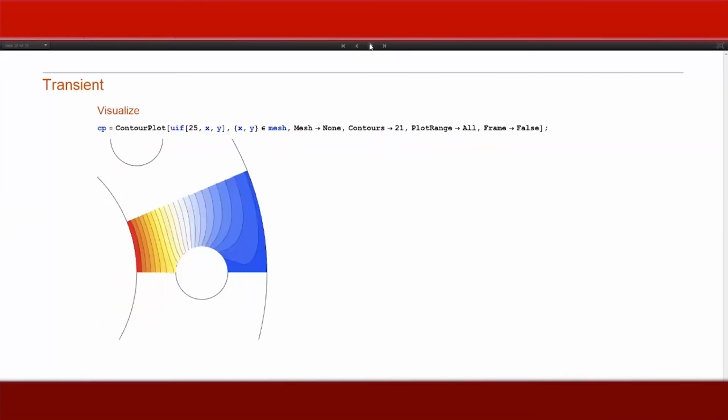Here's a second visualization where the contour plot of the temperature distribution in the pipe is put back into the original region that I've shown at the start.